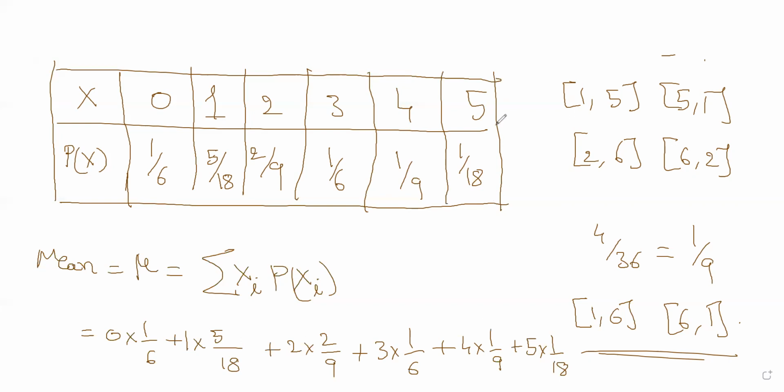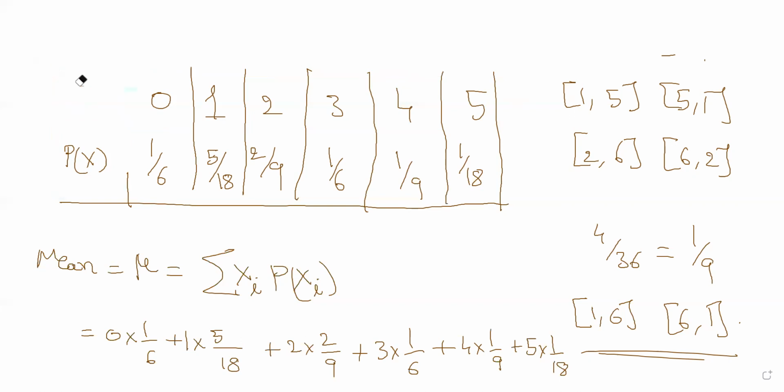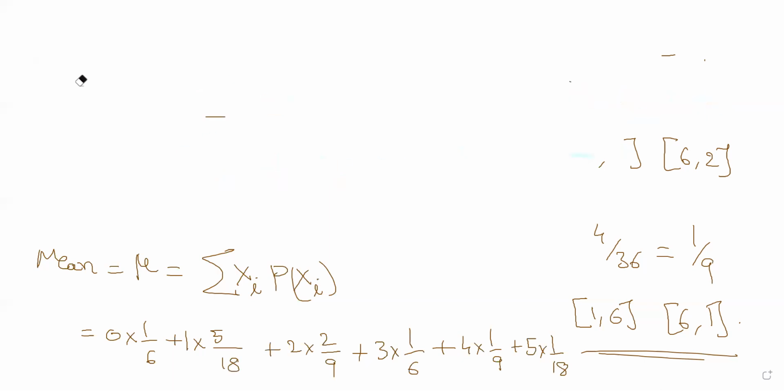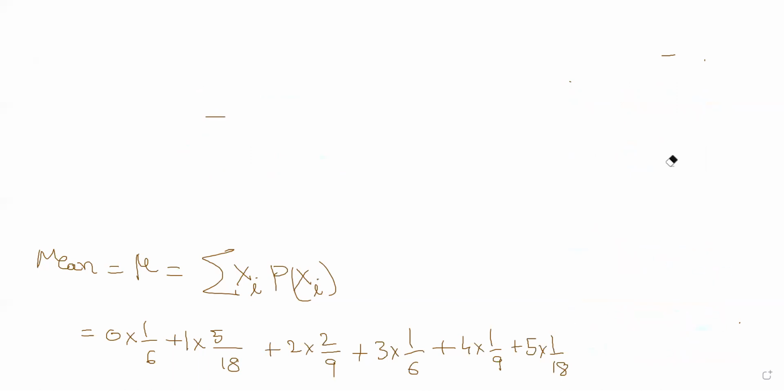I will do that. No problem. So the first part is 0. And 5 by 18 plus 4 by 9 plus 3 by 6. 3 by 6 is half.